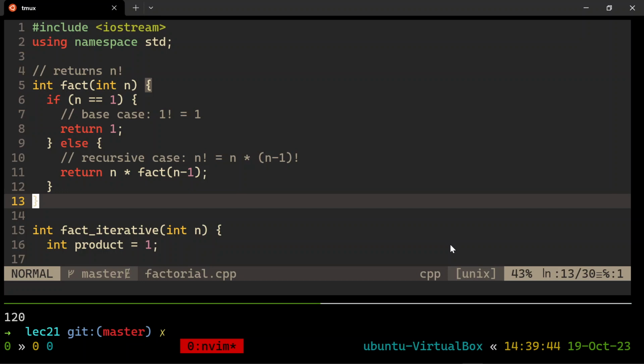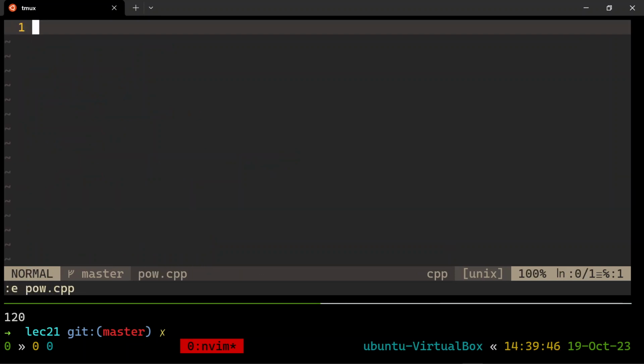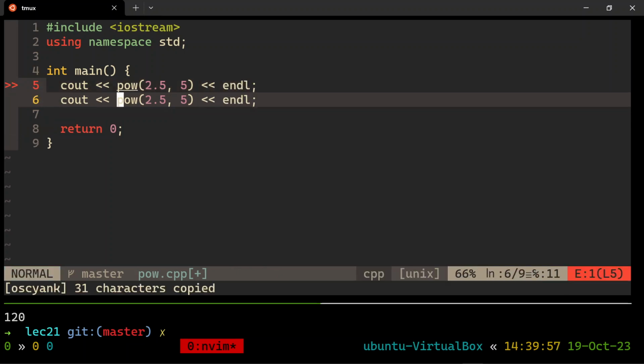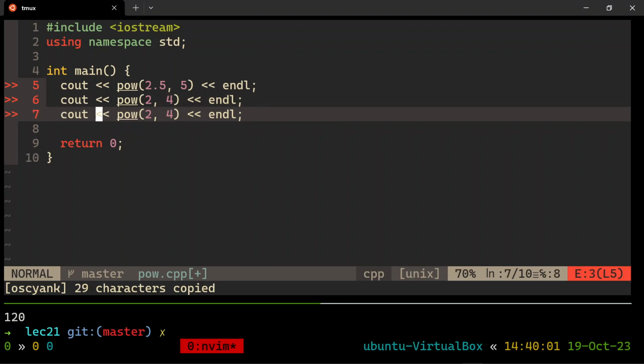Pow.cpp. So, what was our original one? 2.5 to the 5th power? And we'll do some more. Let's do 2 to the 4th power. That was my other example, right? And then 2 to the 5th power. Sounds good to me.